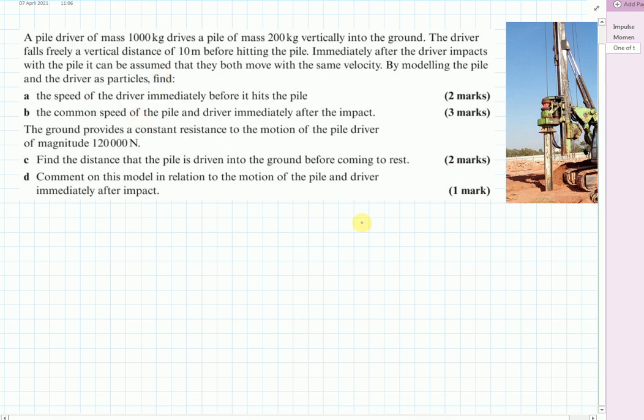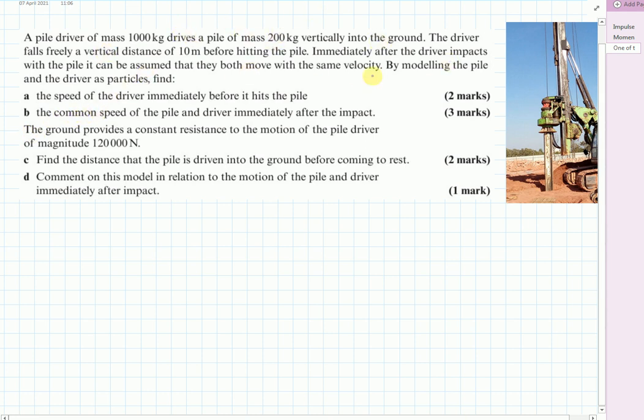Okay, this is one of the toughest questions I've seen involving impulse and momentum. There's a few concepts in there. It also embeds quite heavily into a lot of dynamics going on. So a pile driver of mass 1,000 kilograms drives a pile of mass 200.